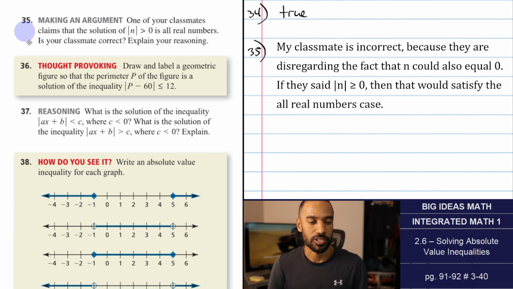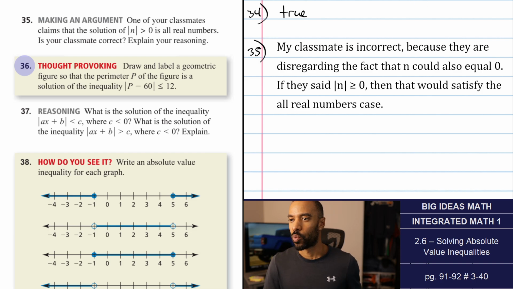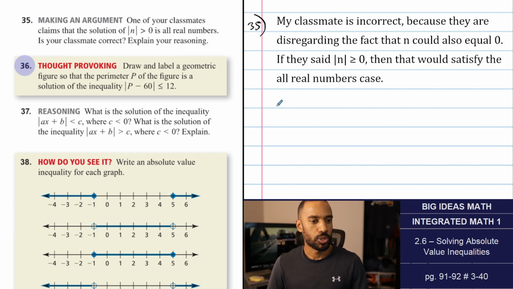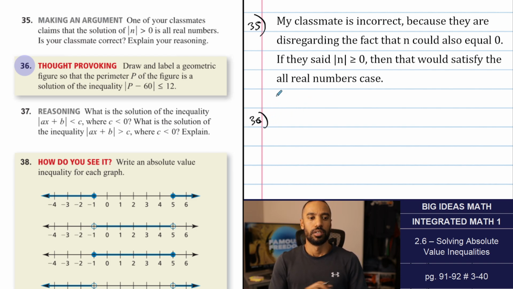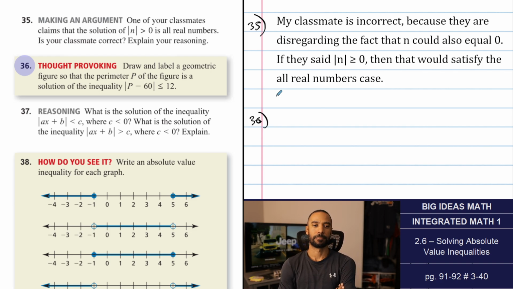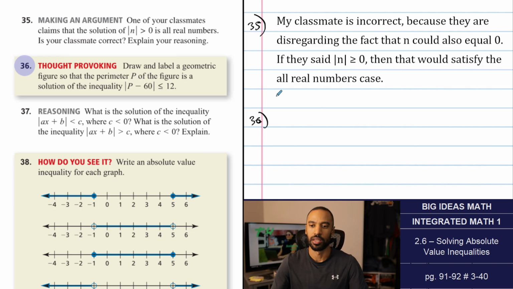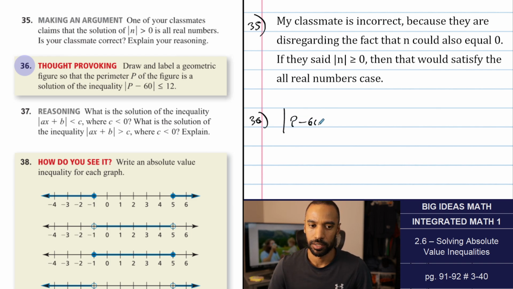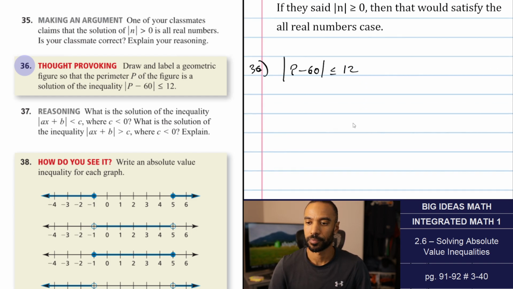Okay, number 36. Thought-provoking. Draw and label a geometric figure so that the perimeter P of the figure is a solution of the inequality absolute value of P minus 60 is less than or equal to 12. I just got to make sure I'm within 12 units of something. So let's solve that. That means I must be within 12 units of 60 in either direction. That means either 48 to 72, just so you know.